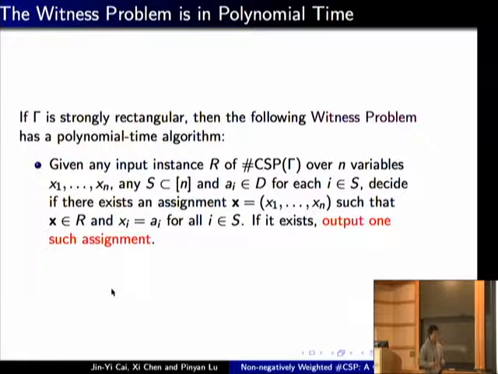This is a very difficult problem for a general language gamma. But it turns out that if your gamma is strongly rectangular, then you have a polynomial time algorithm for this problem. And in particular, if I do not make any restriction, then this algorithm would give me a solution if it exists, and would tell me there does not exist a solution otherwise.